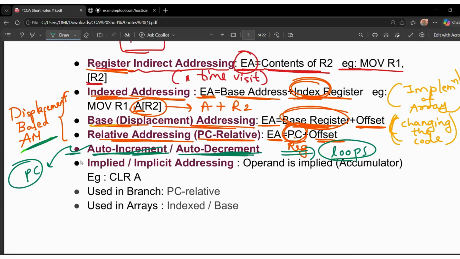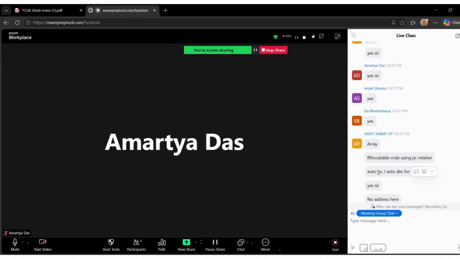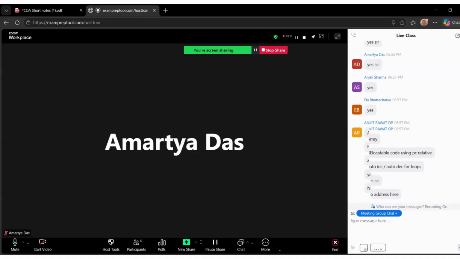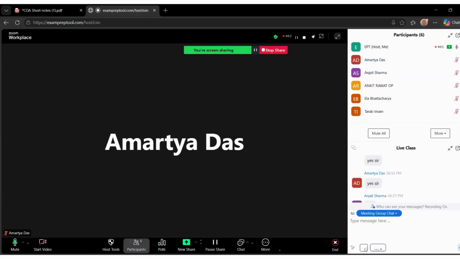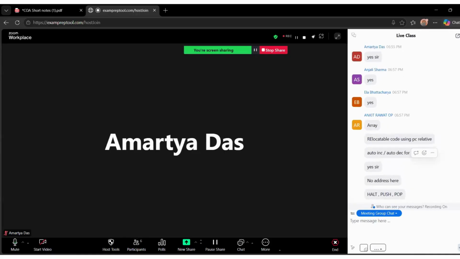Now next is implied or implicit addressing. What does it mean? The operand is implicit. For example, the clear instruction, clear A. The accumulator is implicit here, so you have to clear the accumulator. Implicit addressing means they won't give much information about where to get the operand; it will be implicit.